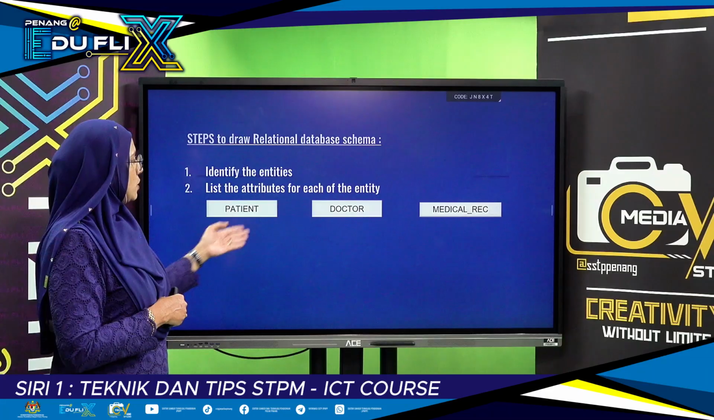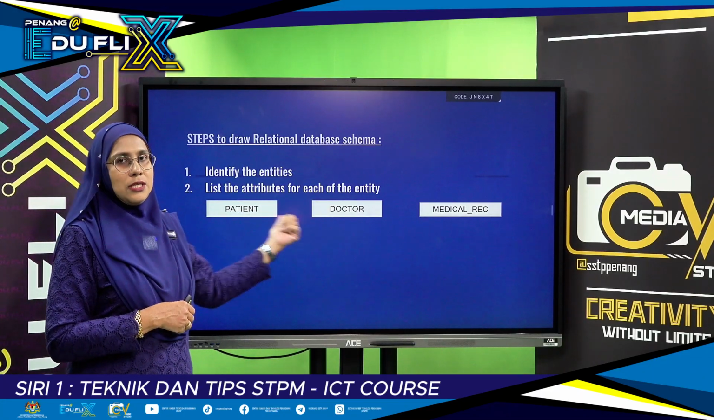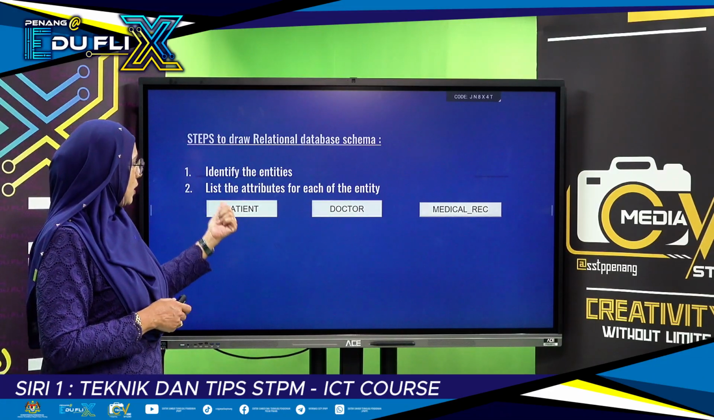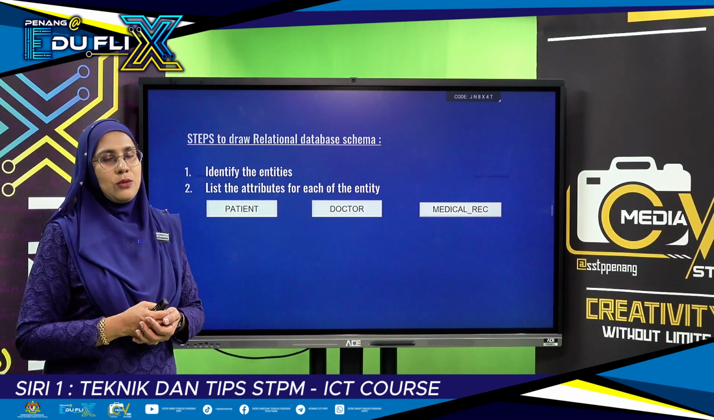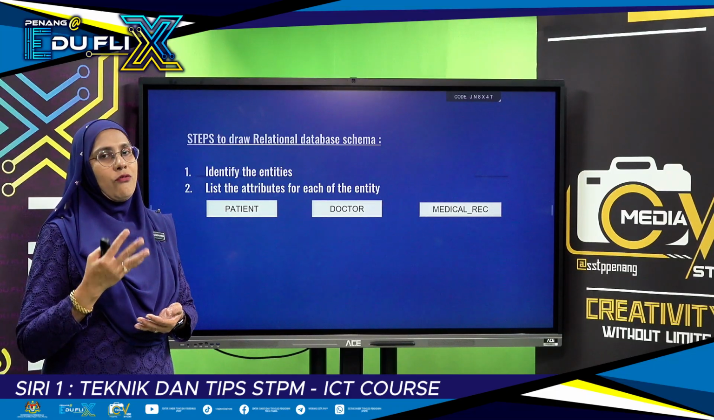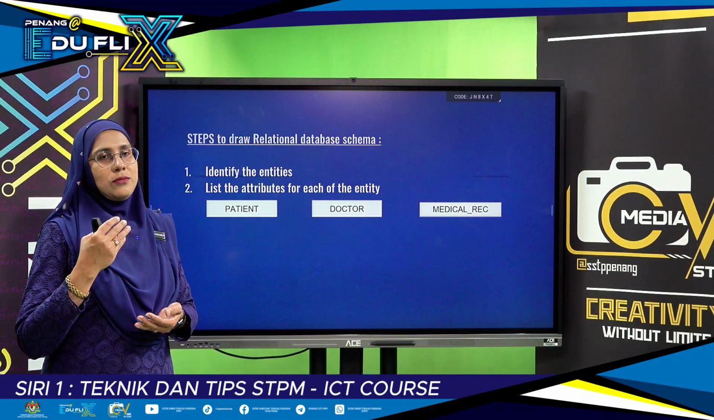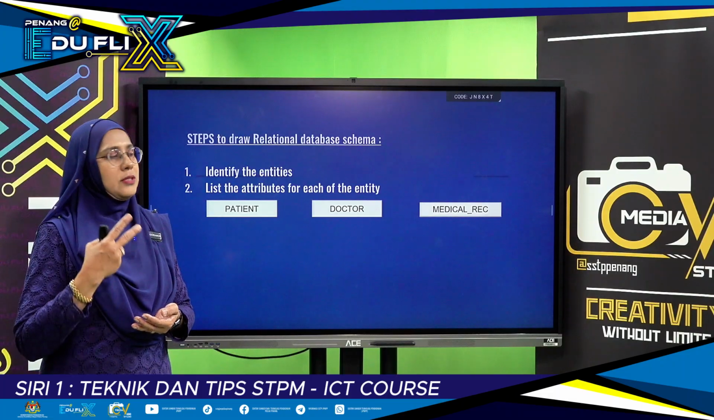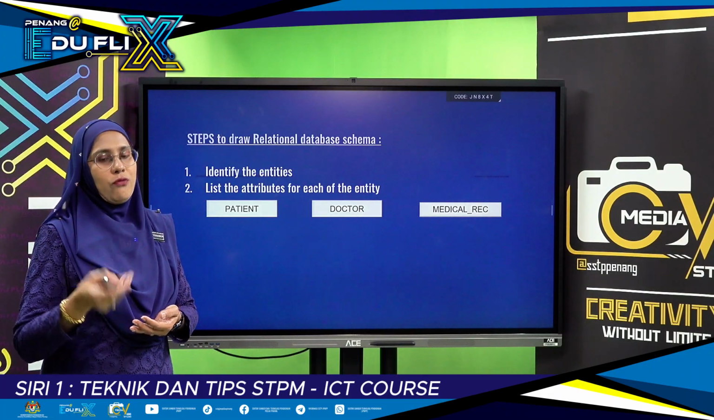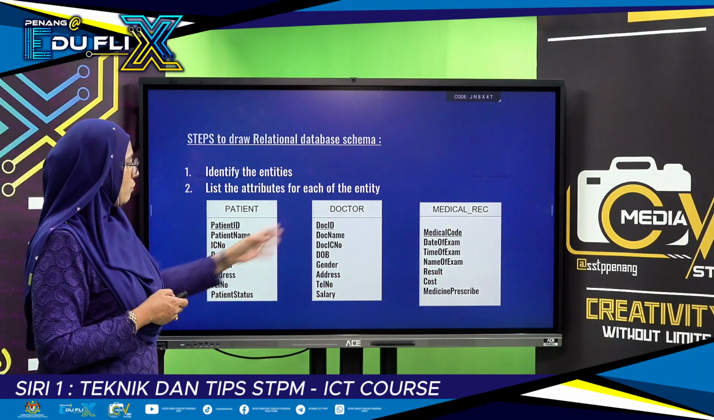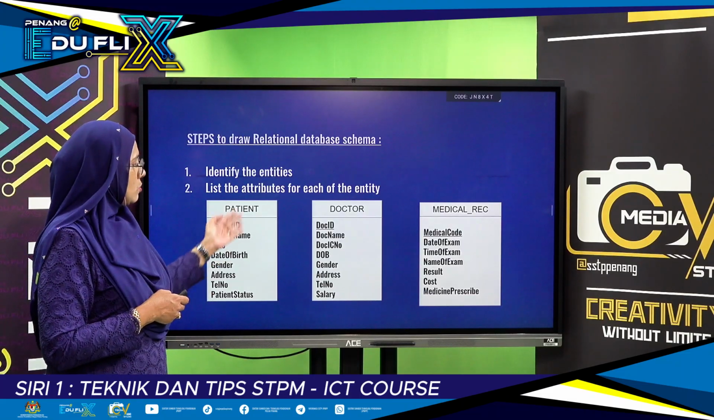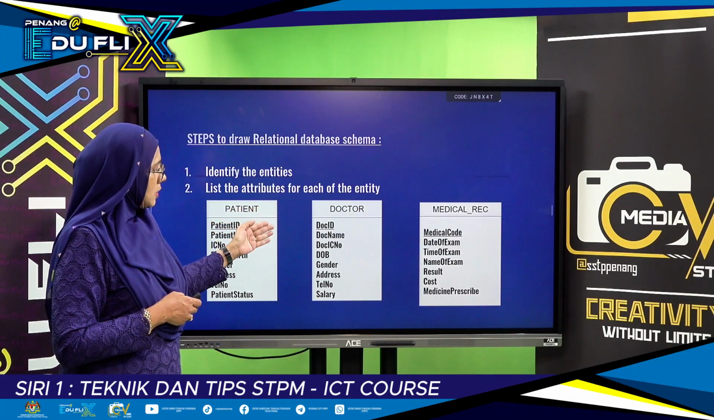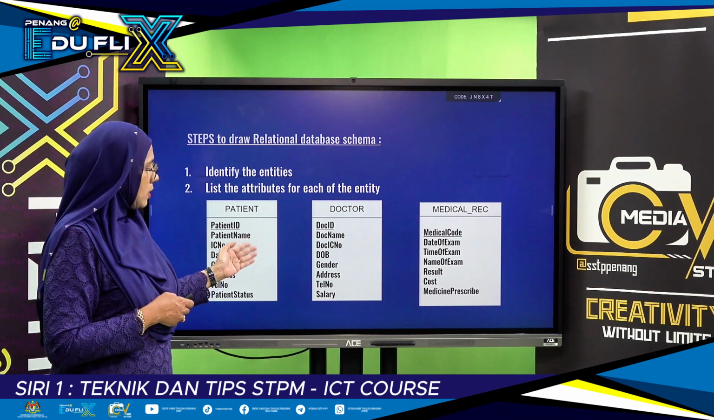So we have patient, doctor, and medical record. This is given in the question. So now you list the attribute for each. How many attribute you want to list? Maybe 3 or 4 enough. Not too little. If you just give 2, it's not enough. 3 or 4 will do. So I give you a few. Patient with patient ID, patient name, IC number, date of birth, gender, address, telephone number, and status. Doctor with doctor name, doctor IC number, date of birth, gender, address, telephone number, and salary.